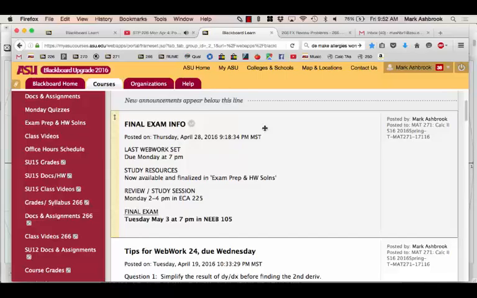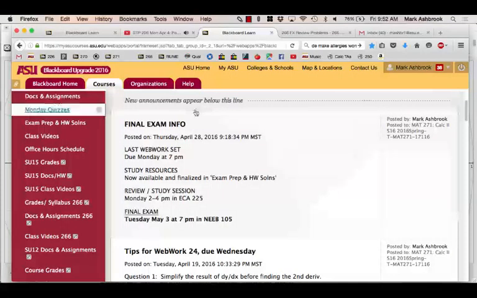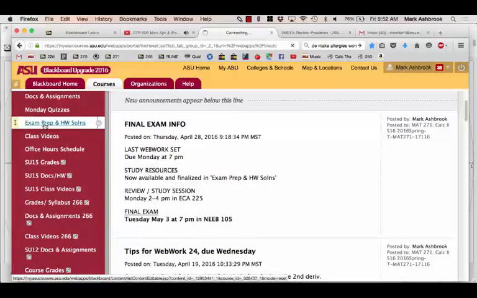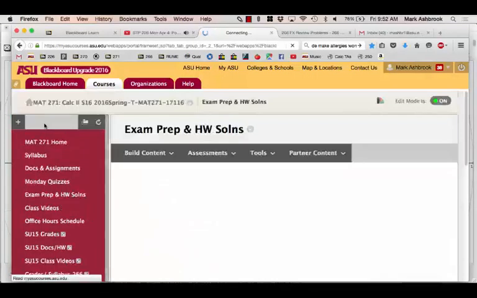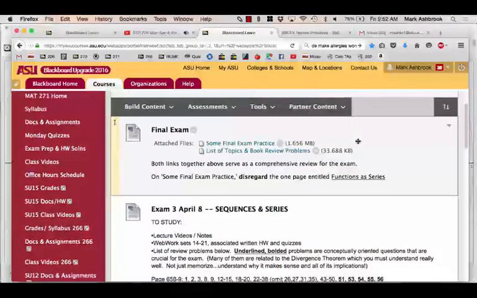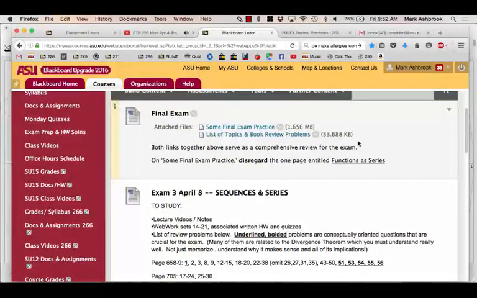And then the final exam is Tuesday night, 7 p.m. in Neeb. Neeb is close to Coord over here. Somewhere close to Coord is Neeb 105, 7 p.m. If you go to Exam Prep and Homework Solutions, I've got 2 documents for you. Those 2 documents together form a comprehensive study guide.